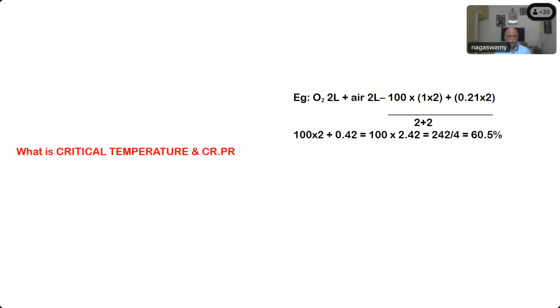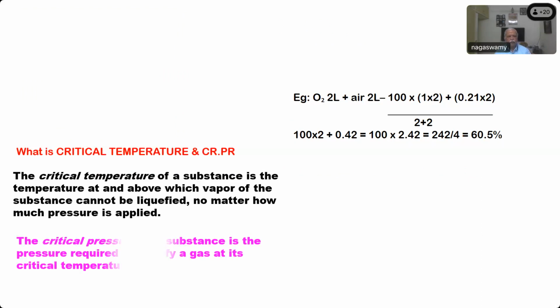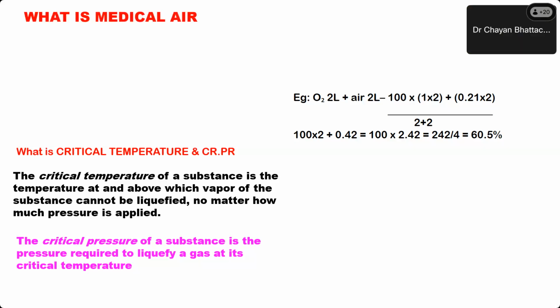What is critical temperature and critical pressure? The temperature below which the gas cannot be compressed into liquid. Very good. The critical temperature of a substance is the temperature at and above which the vapor cannot be liquefied no matter how much pressure is applied. That is the full answer. And the critical pressure of a substance is the pressure required to liquefy the gas at its critical temperature. So it is the pressure required to make the gas go into a liquid form. What is medical air? What is the definition of medical air?